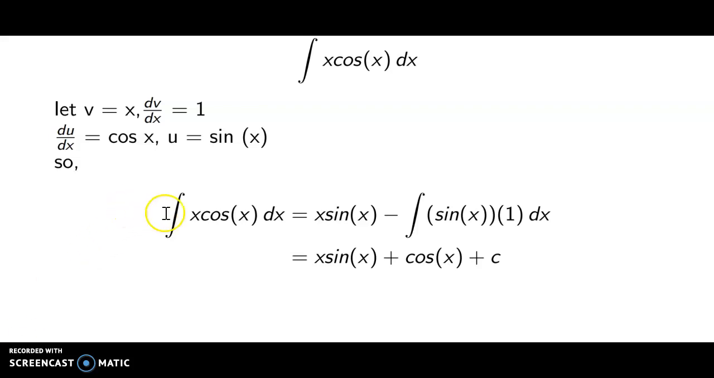and we will get the antiderivative of x times cosine x dx equal to v times u, and subtract the antiderivative of u times dv/dx, which is the antiderivative of sine x times 1 dx, and this will equal x sine x plus cosine x plus c, where c is the constant of integration.